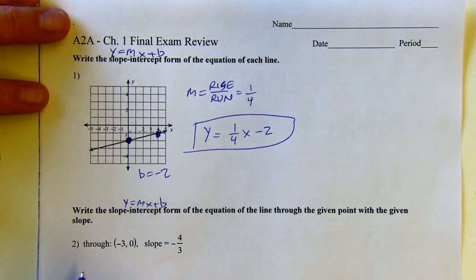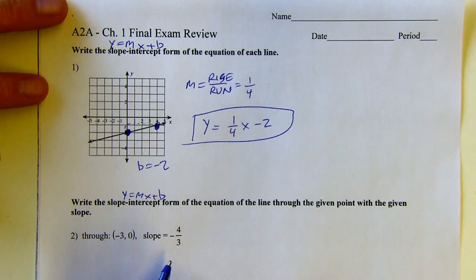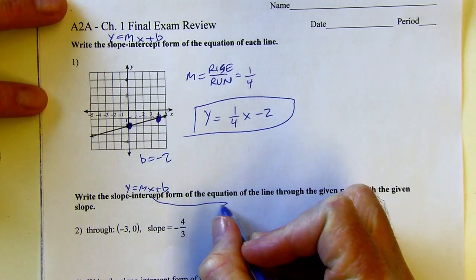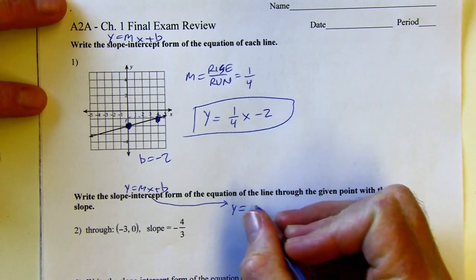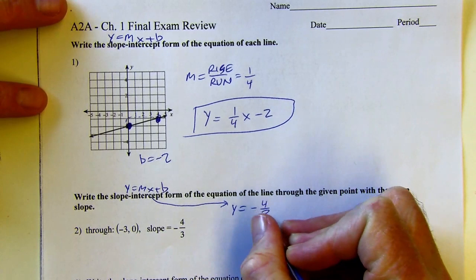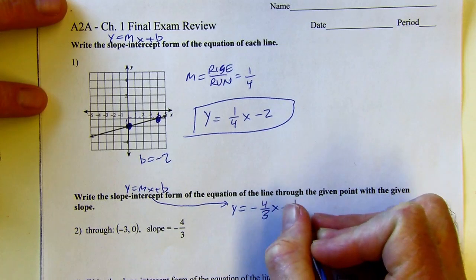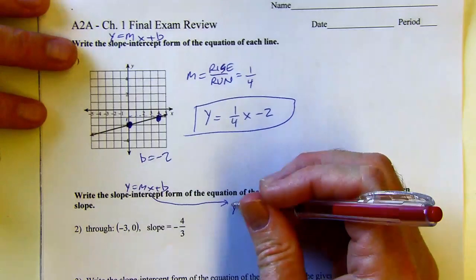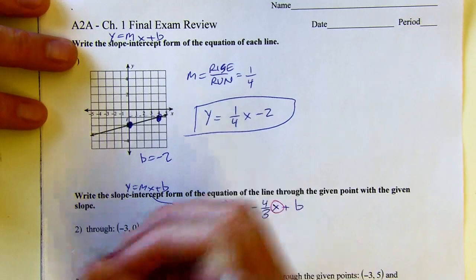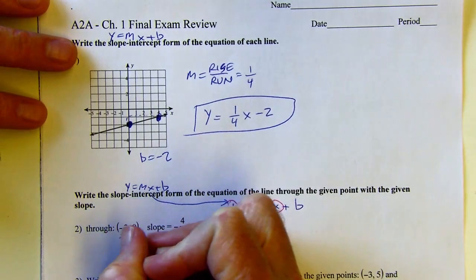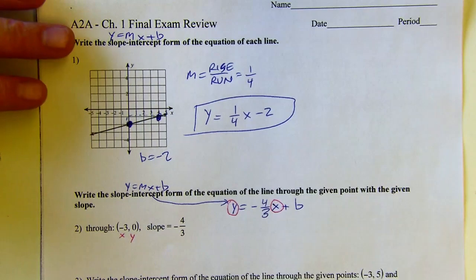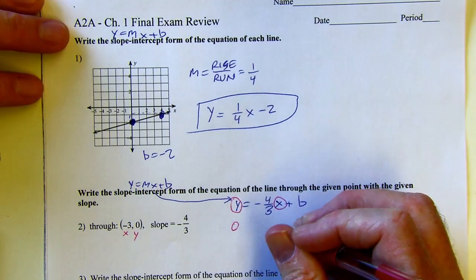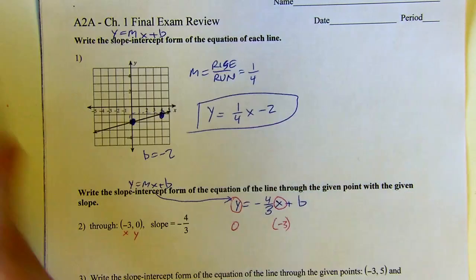Okay, so we've got, it goes through this point and it has a slope of -4/3. So if I'm looking at this equation, I already know that this is going to be y equals -4/3 x plus something. I need to figure out what the b is, okay? So now what I'm going to do is plug my xy pair into this. So I'll use this for x and this for y, and let's see what happens. So I'll put a 0 in here, and a -3 in that slot.